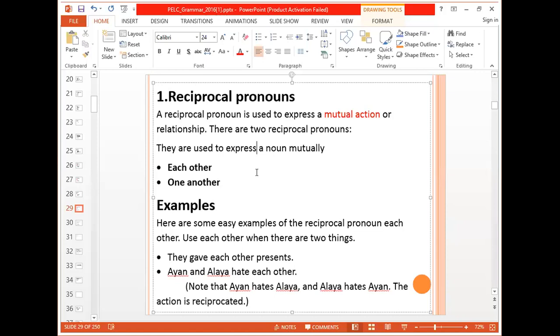Suppose there are two people. One is Ali. Ali helps Ahmad. Clear? And number two, Ahmad helps Ali. How many people do you have? There are two people. Ali helps Ahmad and Ahmad helps Ali. So what we want to know here, as I said, is that it shows a mutual relationship. Reciprocal pronouns show what? Mutual relationship.